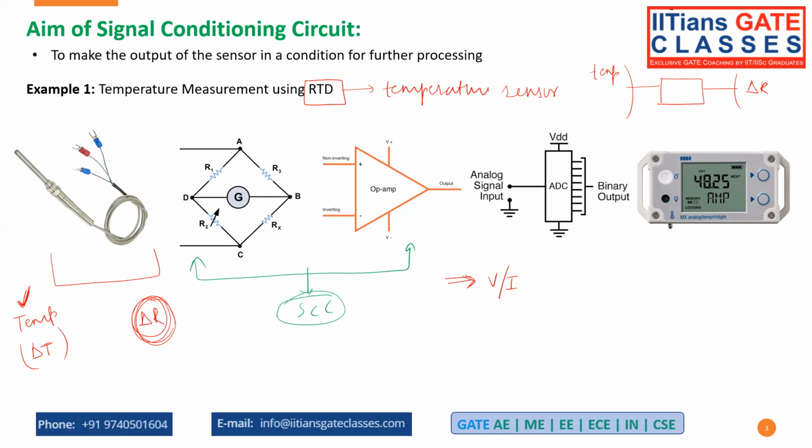So what could be the primary aim of the signal conditioning circuit? It will take the sensor output and provide an output that should be in a condition for processing. Wherever we are using the processing element, the input of the processing element should be in a very good condition such that it can be processed directly. If it is not in a condition, then we have to use the signal conditioning circuit. If it is, then we can directly use the output of the sensor for the processing element. So the aim is to make the output of the sensor fit for further processing.